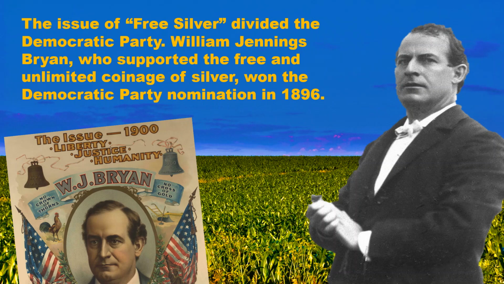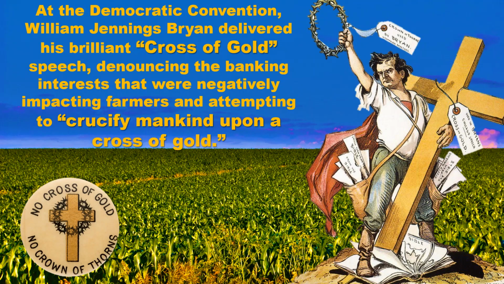The issue of free silver divided the Democratic Party. William Jennings Bryan, who supported the free and unlimited coinage of silver, won the Democratic Party nomination in 1896. At the Democratic Convention, William Jennings Bryan delivered his brilliant Cross of Gold speech, denouncing the banking interests for negatively impacting farmers and for attempting to crucify mankind upon a cross of gold.